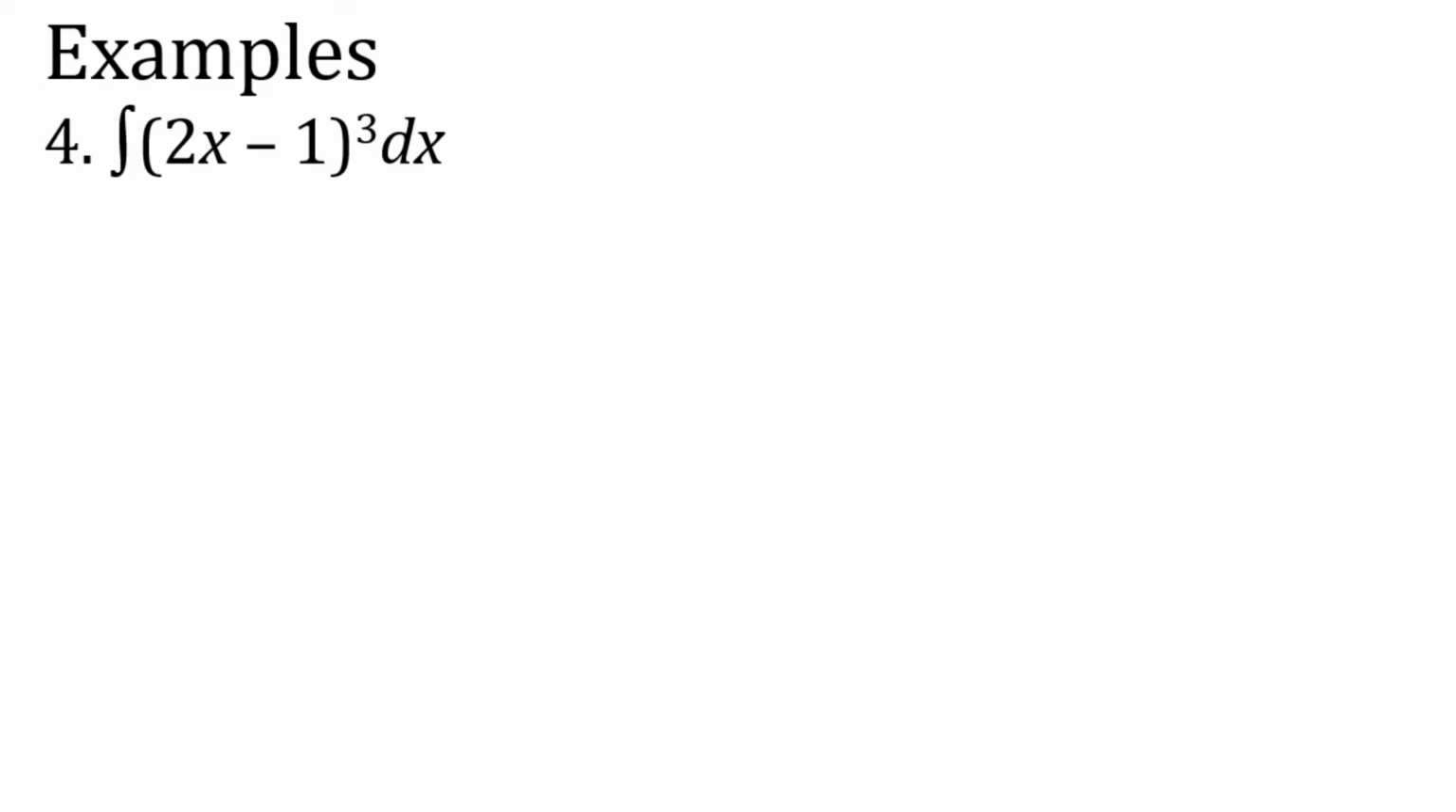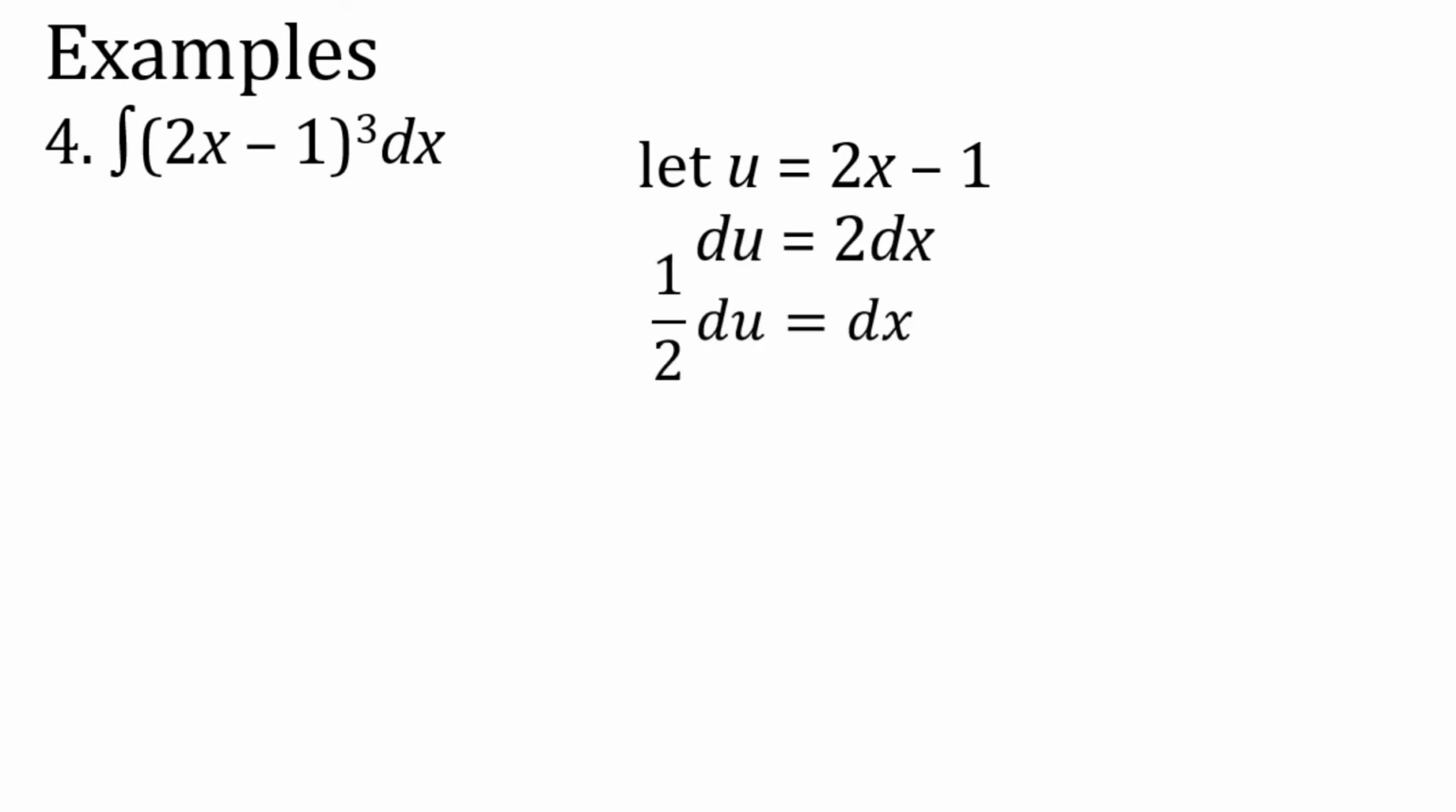Now, same given, but now we are going to use another method. So let's have the integral of 2x minus 1 raised to 3 dx. Let us use here integration by substitution. Let u be 2x minus 1. So our du is 2 dx. We don't have a coefficient here, we only have dx.